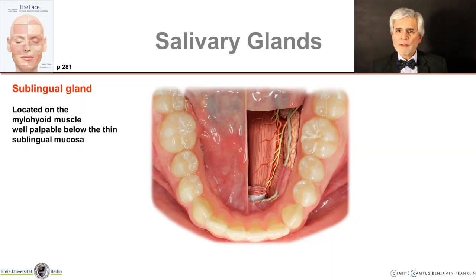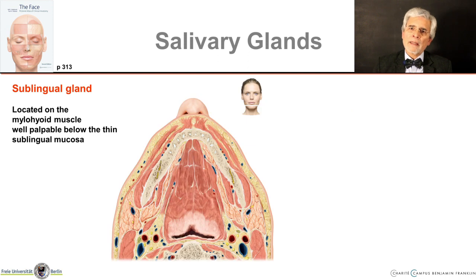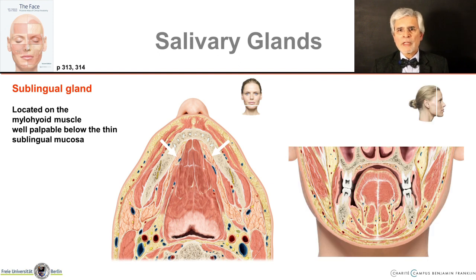We have seen this image earlier, but now we are looking particularly at the sublingual gland. It lies on the mylohyoid muscle, easily palpable through the thin mucosa on the floor of the mouth. The gland extends further anteriorly, medially of the mandibular bone, and also in the frontal section it can be seen very well how it is located underneath the tongue.